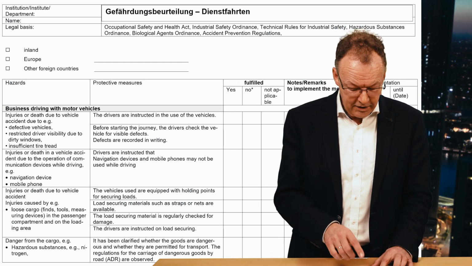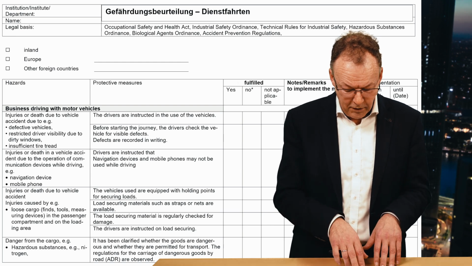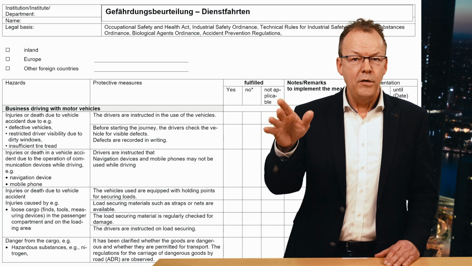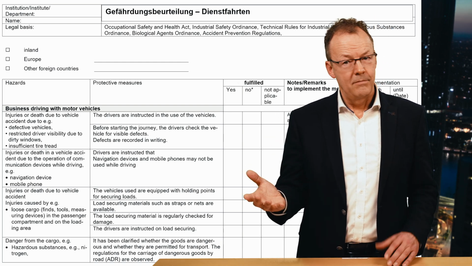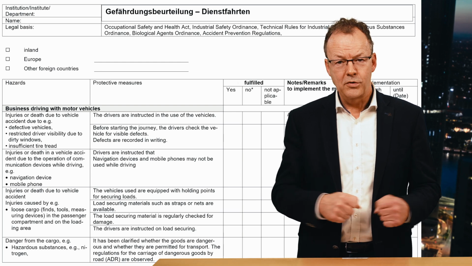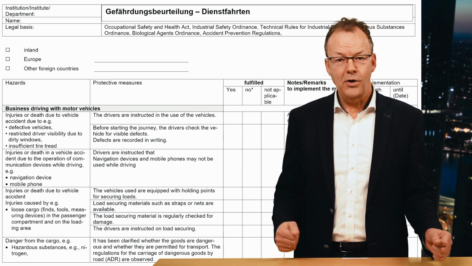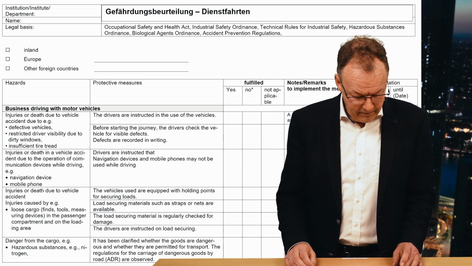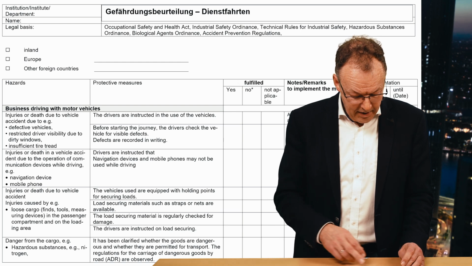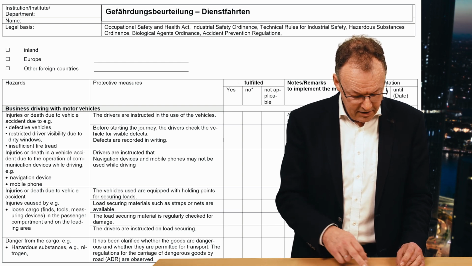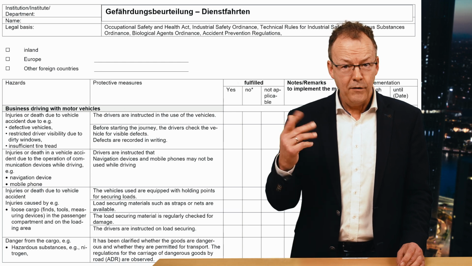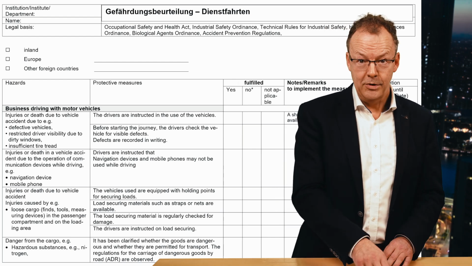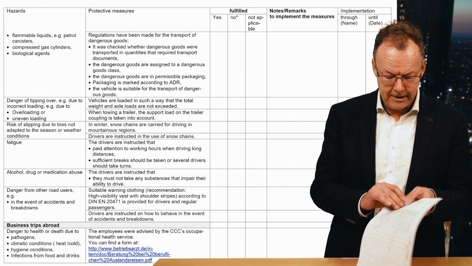So you have to make sure that the vehicles that you are using are equipped with holding points for securing loads. So for example, if you want to transport a piano, it makes sense to strap it to something, and that is not just moving around in the back of the car. And other things are danger from the cargo, hazardous substances, for example, nitrogen. So if you have nitrogen in the car, I think it really makes sense to open the window to be able to breathe. Very important information here.